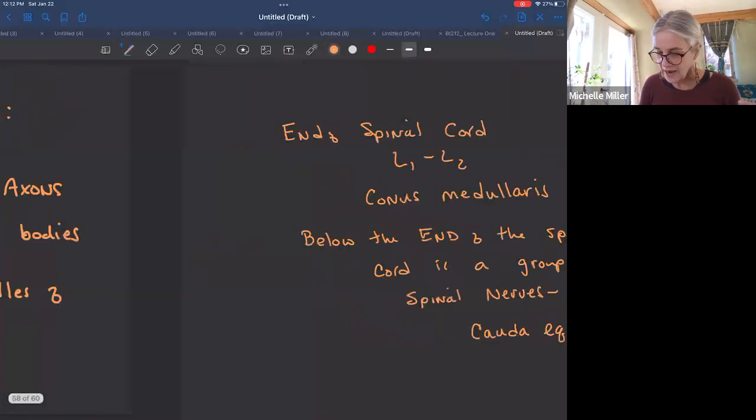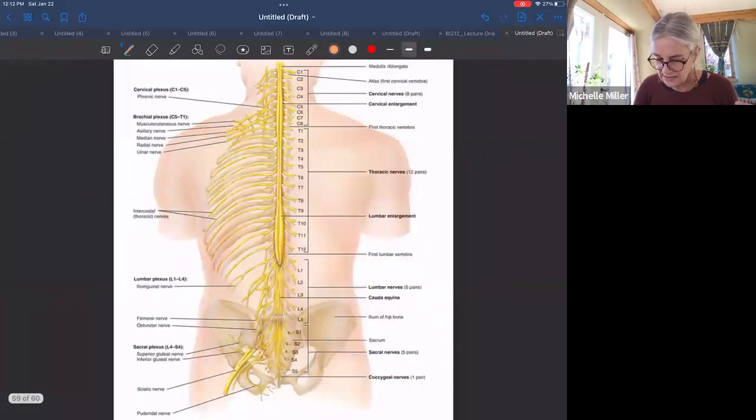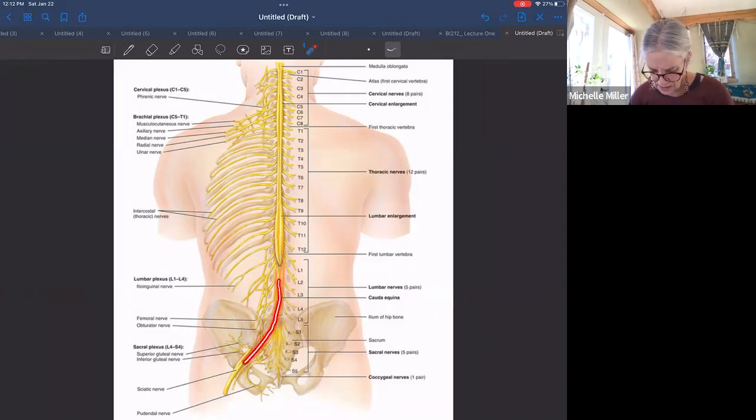In our diagram, we can see these spinal nerves coming off. They're coming down, and they're kind of like chasing the openings in the sacral vertebrae, coming down to open those up to come out. And one of these that's coming down is your sciatic nerve.